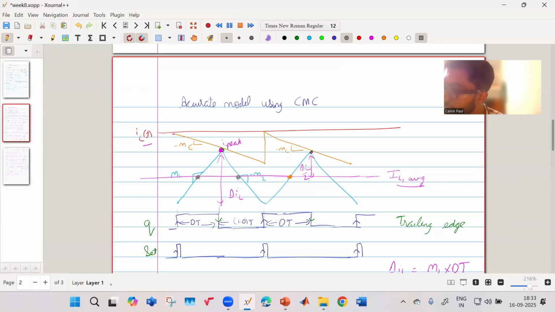But for this case, okay, for this point, how do we get the value? We get it from here, we come down to this point. But for this case, from here we come down in this direction. Okay, so that is the method which is used. So let us see how it works.